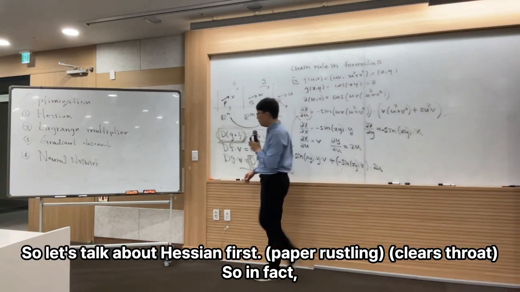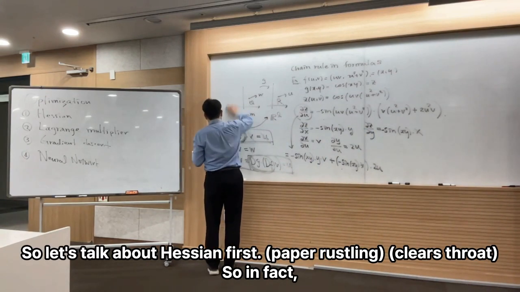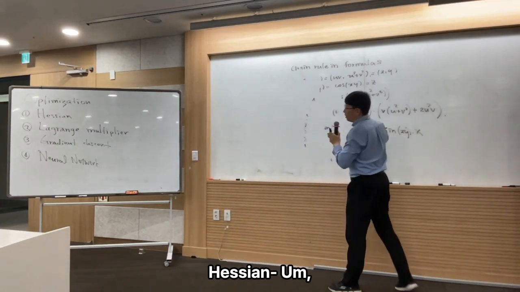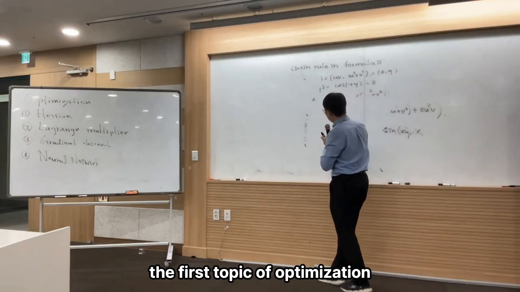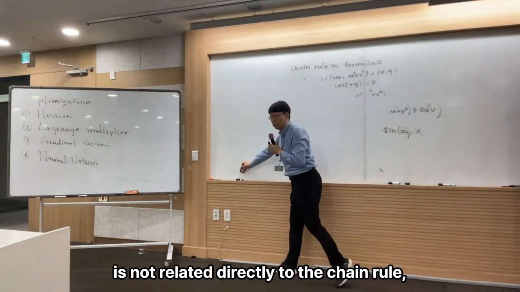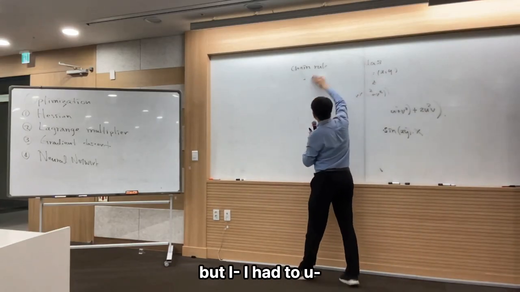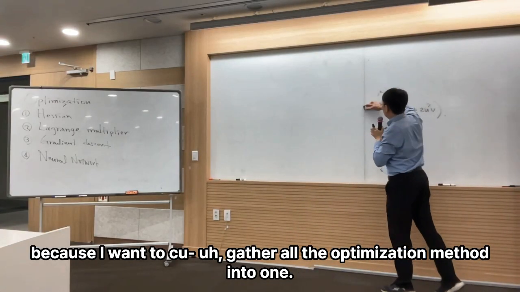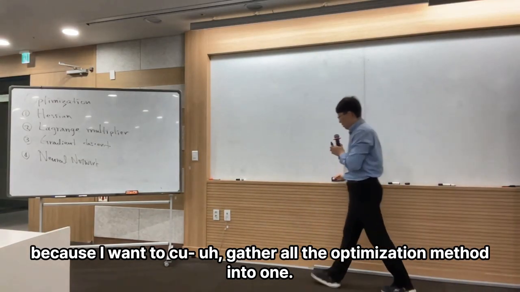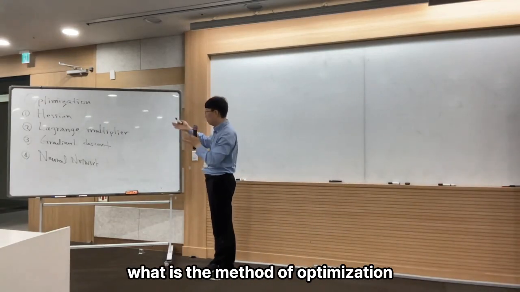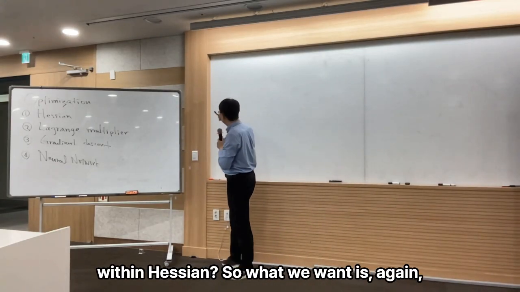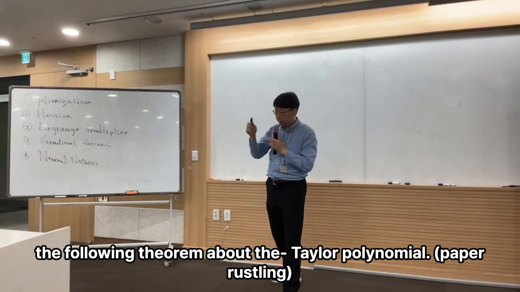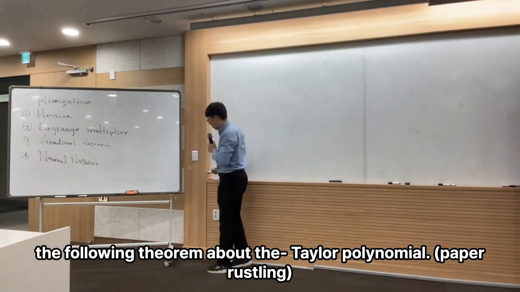So let's talk about Hessian first. In fact, Hessian, the first topic of the optimization, is not related directly to the chain rule, but I had to talk about the chain rule first because I want to help gather all the optimization methods into one. So what is the Hessian? What is the method of optimization within Hessian? So what we want is, again, the following theorem about the Taylor polynomial.